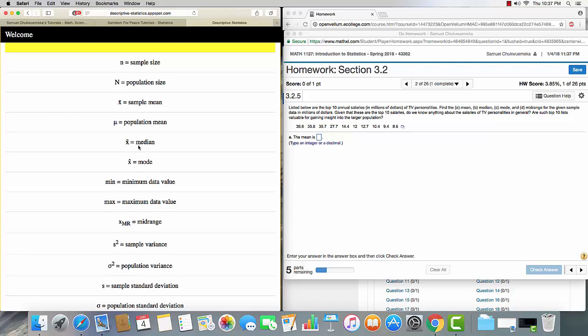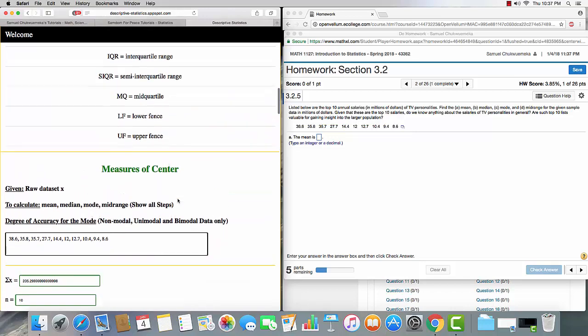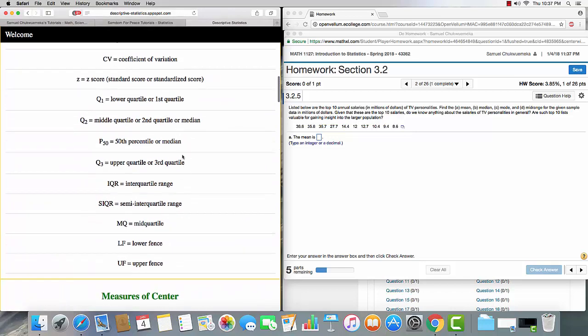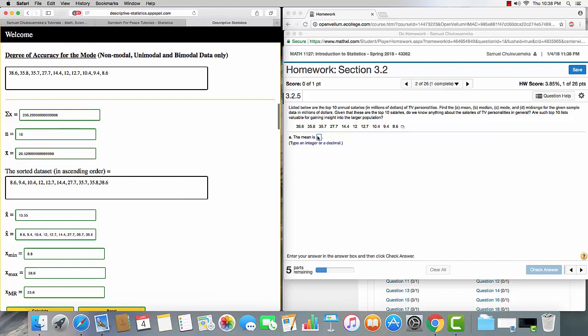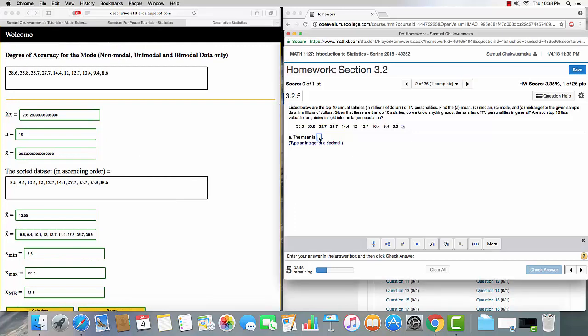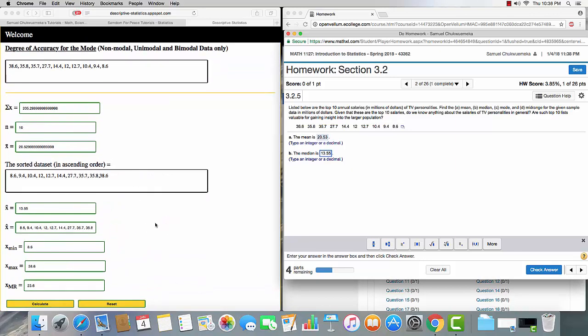Okay. X tilde is the median, x hat is the mode, xmr is the mid-range. So it's good you look at those in the formulas, okay? The mean is 20.53. We can round it to two decimal places, 20.53. The median is 13.55.